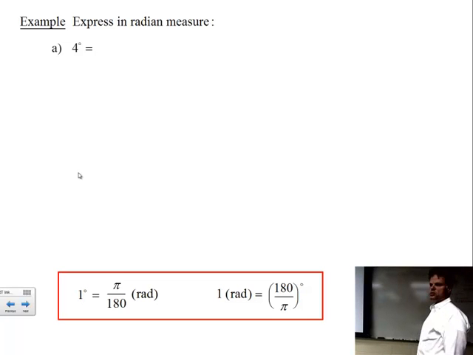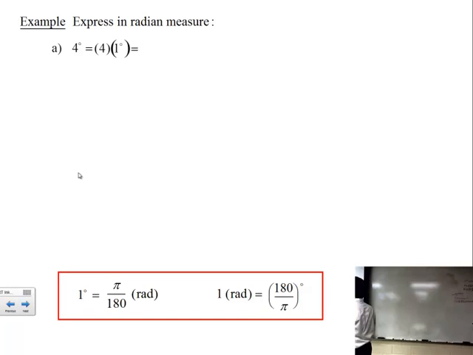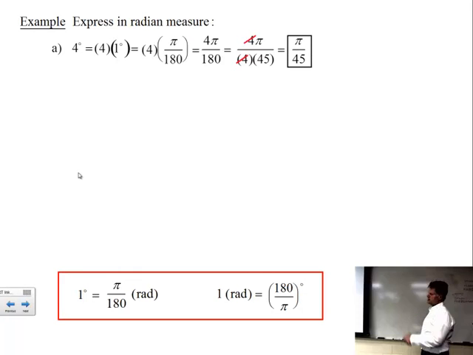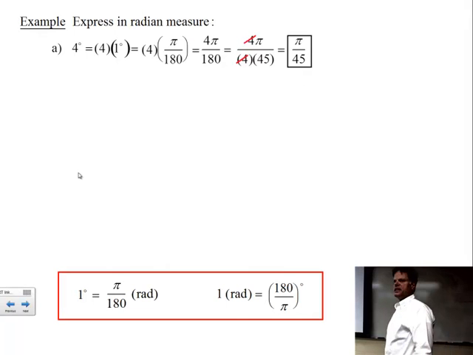Express this in radian measures. So 4 degrees. Well, that's 1 degree times 4, and 1 degree is pi over 180. So you just plug that in, and you simplify, and you get pi over 45. So this is an exact simplified answer. When I ask for exact answers, generally the rule is you simplify them as much as possible. Simplifying includes expressing fractions in lowest terms. So if the fraction, the ratio of two integers, has a common factor, you factor that out.